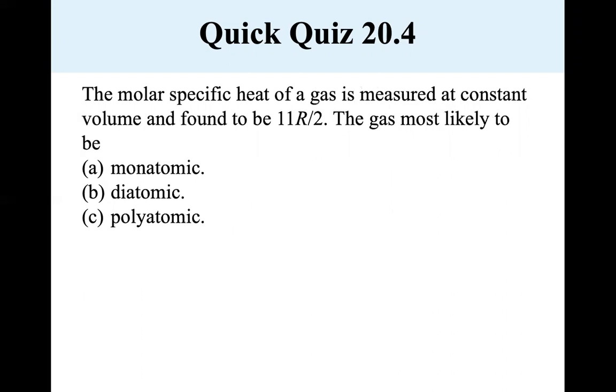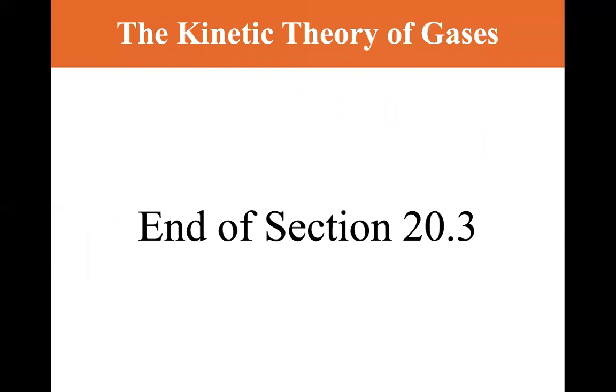Okay, the molar specific heat of a gas is measured at constant volume and found to be 11 R over 2. Well, the highest we studied was 7 R over 2. So the gas is most likely to be polyatomic. It's more than diatomic. It's got many atoms. And that's the end of 20.3.